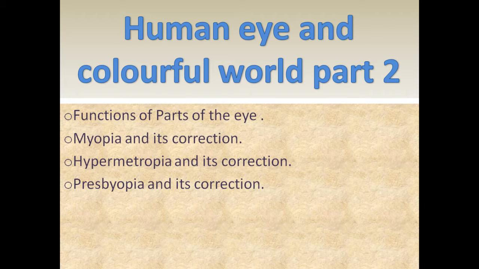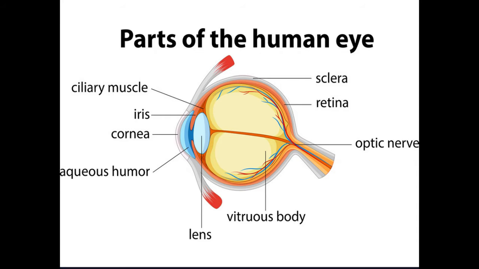Before that, we are going to discuss the healthy eye. Now in this slide we are going to discuss the parts of the eye. What are the parts of the eye? It has ciliary muscle, iris, cornea, aqueous humor, lens, vitreous body, sclera, retina, and optic nerve. Okay, the individual function of each part we are going to discuss now.